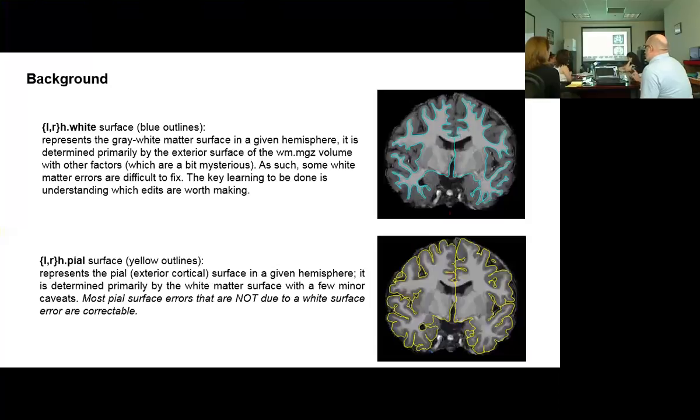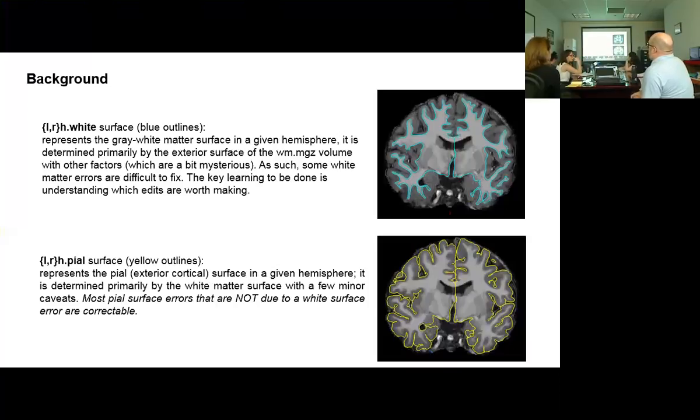So, are there any questions here? If you make edits to the volume, will those affect both the white surface and the peel surface, or depending on what you do, can you isolate it to just affect one but not the other?